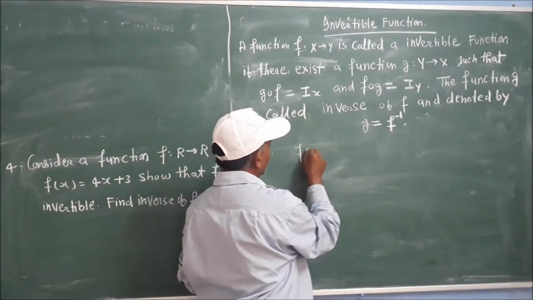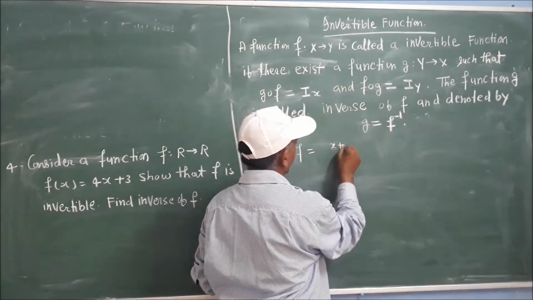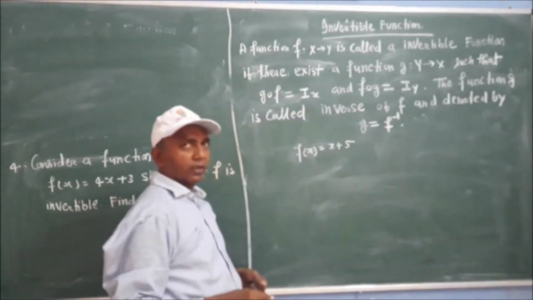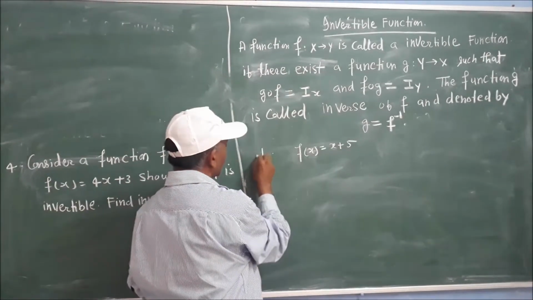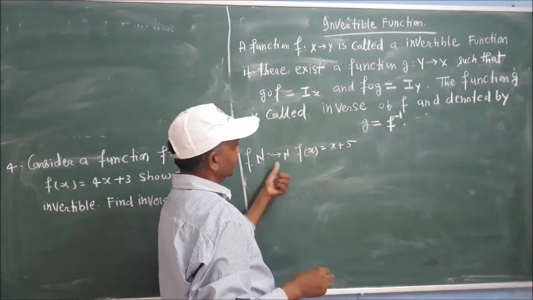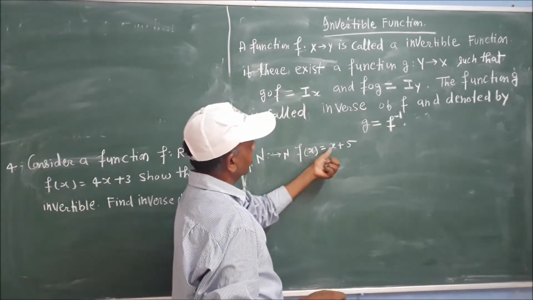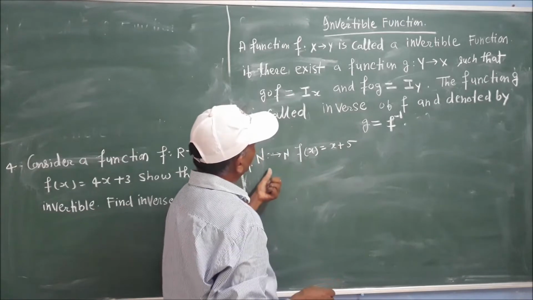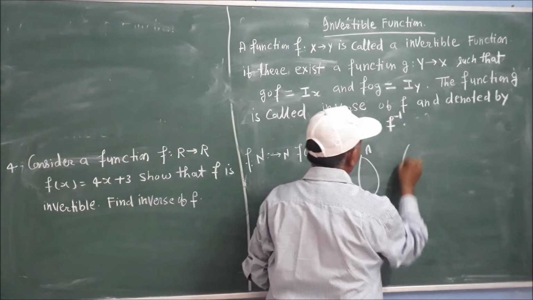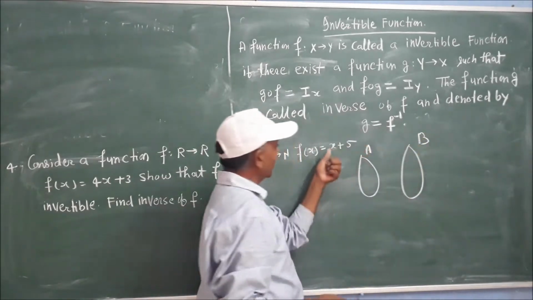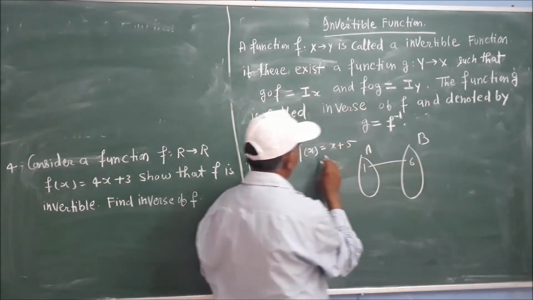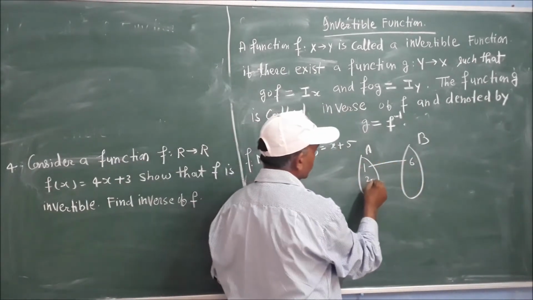Suppose f is a function and its element is x plus 5. Here it is given that f x is equal to x plus 5, and it is also given that this is N to N, natural numbers to natural numbers. Let f from N to N be a function, f x equal to x plus 5. Then we have to find the inverse of the function. Check here, here is a set A and here is a set B. If you put x equal to 1, what is the value of f x? f x will be 6, since 1 plus 5 is 6. Then x is equal to 2.